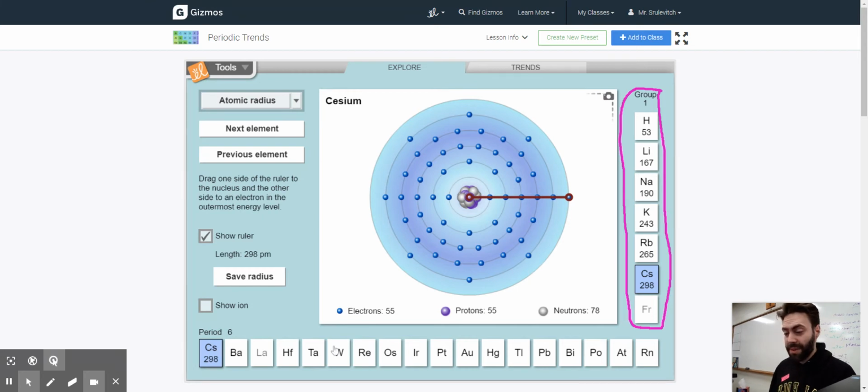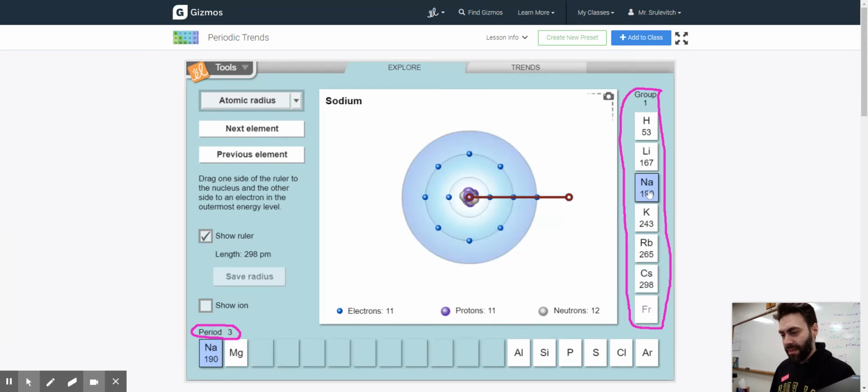So you see on the bottom here, this says period 6. But the next table you have to fill in starts with sodium. So we need to get to period 3. Sodium's in period 3, so click on sodium. I just clicked on sodium and went to period 3. Now do the same thing.